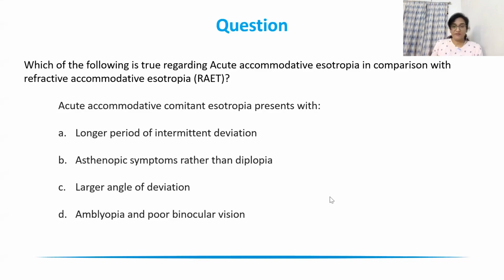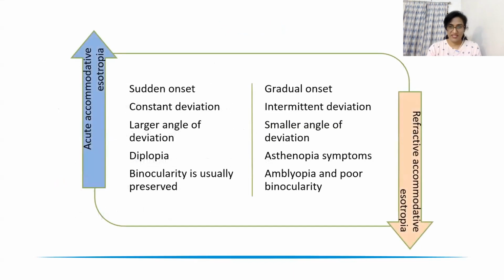All right, let me then explain this further. It's actually a larger angle of deviation. So let me show you the slide, which compares the most common features of acute accommodative esotropia with refractive accommodative esotropia. Now, keep in mind, these are clinical features which we most commonly or usually see with each condition, but this is not a rule.